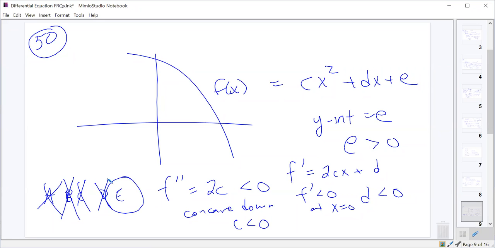Good on 50 there? Could you just say that c is negative because you know it's a parabola and it's opening downward, so the a must be negative? Yeah, that'd be fine too. Sure. Yep.